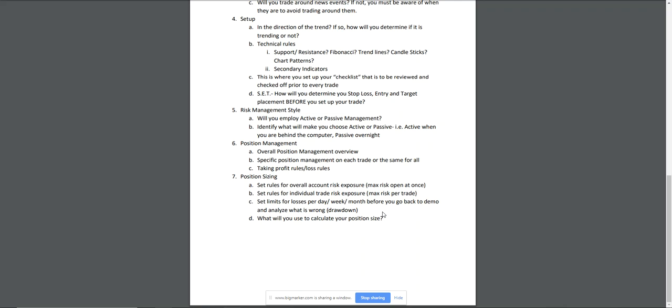Maybe you trade three times per day. Maybe you just take one trade a day. If it wins, it wins. If it doesn't, it doesn't. Whatever that may be, that's where you determine it. And then what will you use to calculate your position size? I recommend using a position size calculator. You can just Google it and it'll come right up. It's on my FX book website.